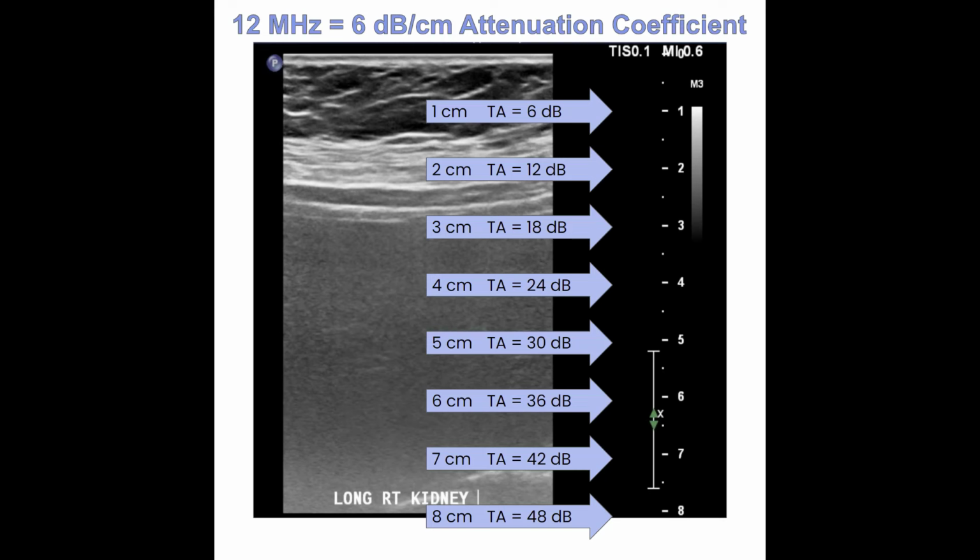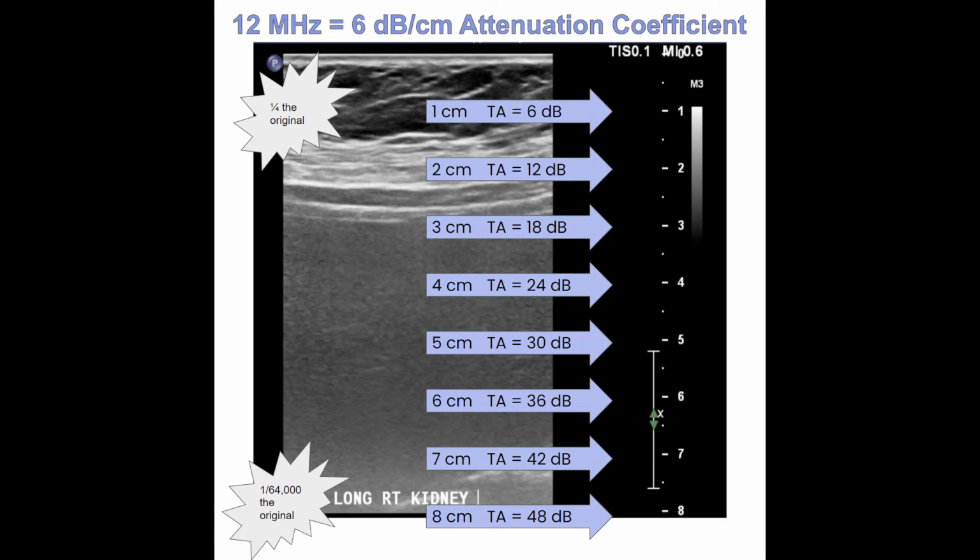To take this a step further then, these total attenuation decibels are the decibel changes that we talked about when we were looking at that logarithmic scale and figuring out how the intensity is affected. So looking at 1 centimeter, we have 6 decibels of attenuation. 1 centimeter into the body, a 12 megahertz transducer is already reduced to a quarter of the original intensity. If we look all the way down to 8 centimeters then, looking at 48 decibels of attenuation, by the time the wave gets down there, it's 1/64,000th of the original intensity. And that's just going into the body. It's got to get back to the transducer as well. So I think this is really interesting how we can see the attenuation in our picture, and then we can use the math to figure out how much attenuation has actually occurred.